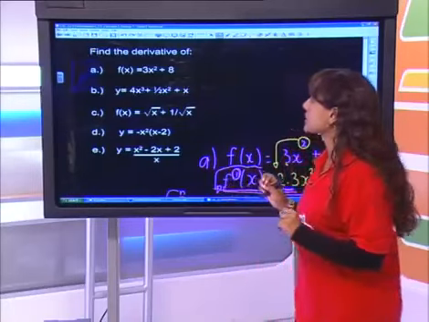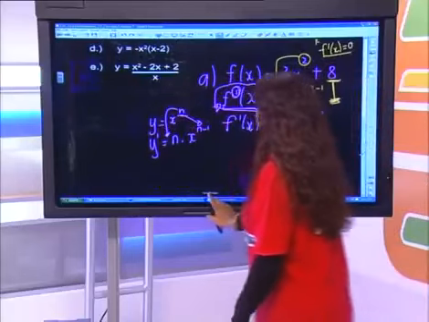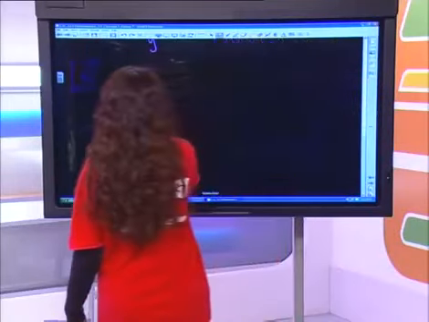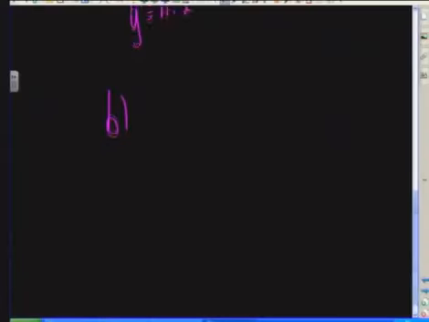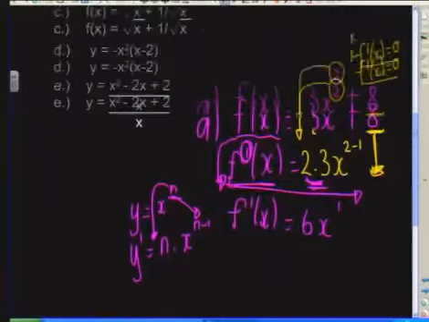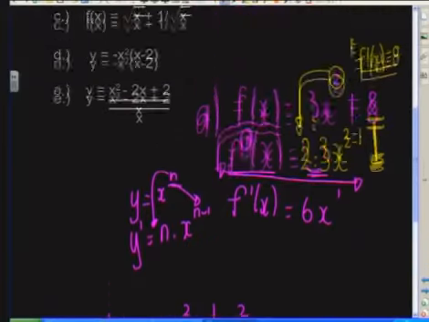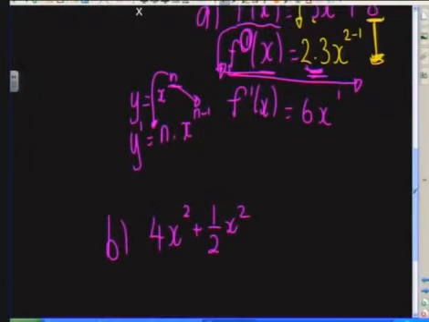Okay, we're going to look at another example. This is example B. All right, and I'm going to have to just call that back up because I cannot see it. So we've got 4x cubed plus a half x squared plus x. Okay, and then this was f of x. All right.